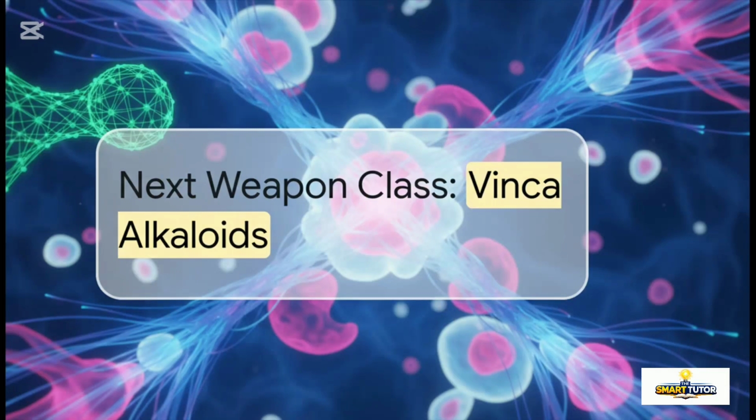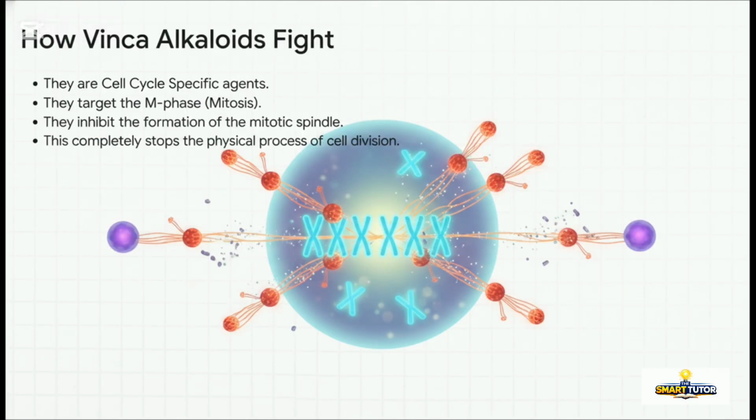Now for another class of these highly specific agents, and they use a completely different tactic. Let's talk about the vinca alkaloids. So, if the anti-metabolites sabotage the blueprints, the vinca alkaloids are here to sabotage the assembly line. These agents target the M phase, or mitosis, which is that moment the cell is trying to physically pull itself into two. They do this by stopping the formation of something called the mitotic spindle. You can kind of picture it as a molecular rope and pulley system that pulls the copied chromosomes apart. Without that system, the cell is just frozen in place, totally unable to complete its division.